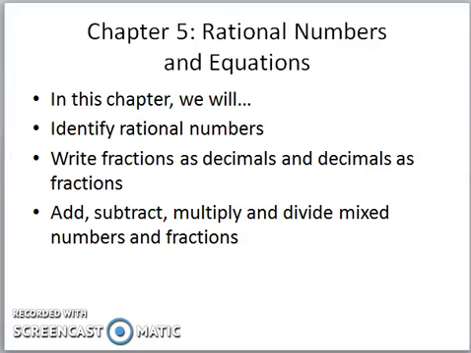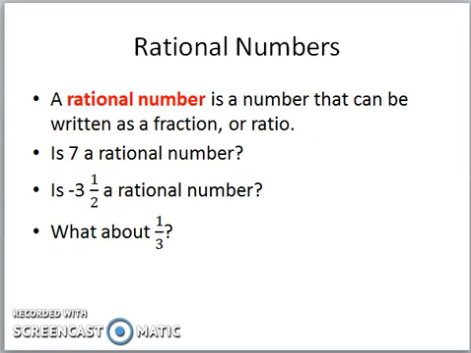Hi guys, so we are starting chapter 5, which is rational numbers and equations. So in this chapter, we are going to identify and discuss rational numbers, integers, and whole numbers. We're going to write fractions as decimals and decimals as fractions, and we're going to add, subtract, multiply, and divide mixed numbers and fractions.